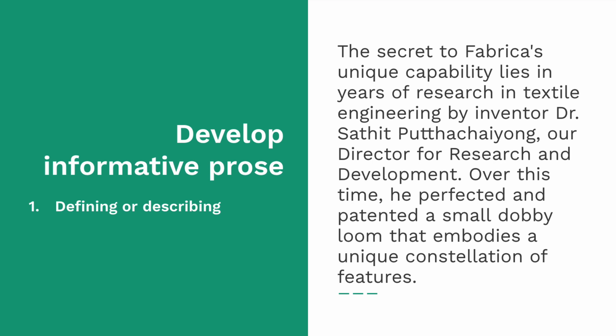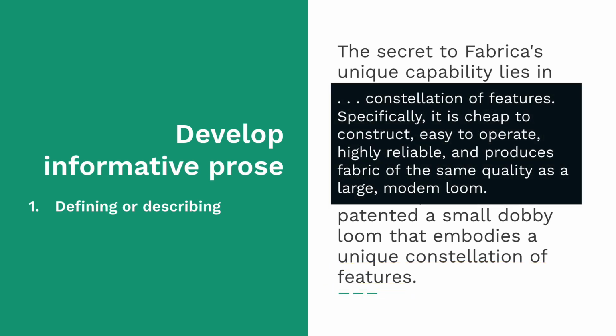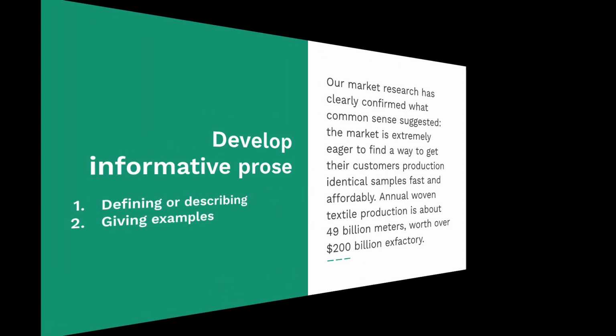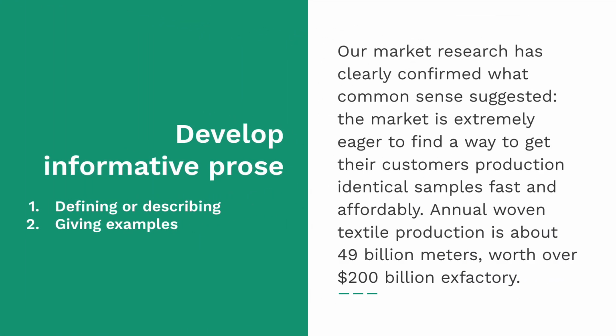Can you identify anything else that might be better understood with a description? How well do you think the audience understands unique constellation of features? To increase their expertise, the revised version here has a list of 4 specific features that make Fabrica's loom unique. Description leads to precision. The writer of this business plan could be more precise and increase the readiness of the audience by describing relevant details about the loom's features.